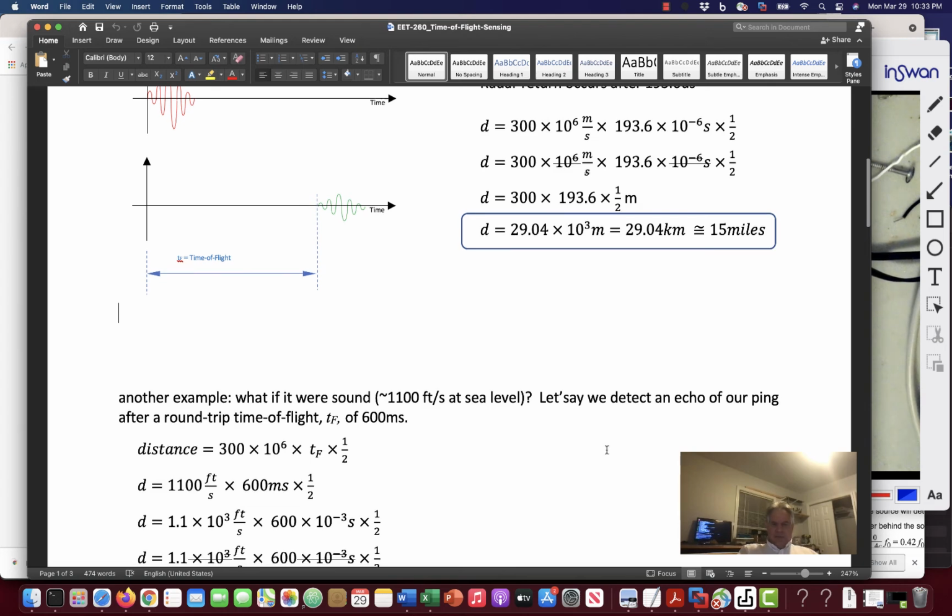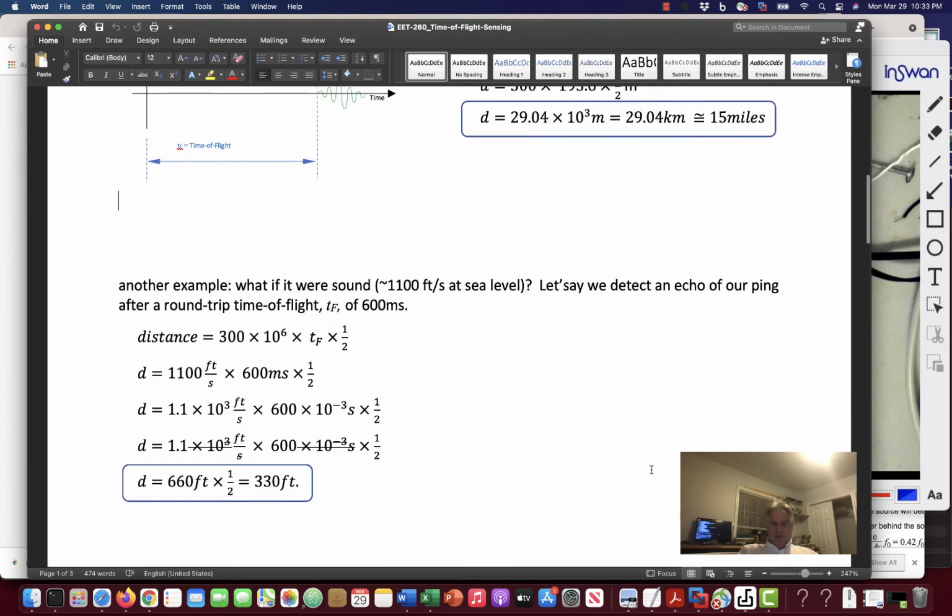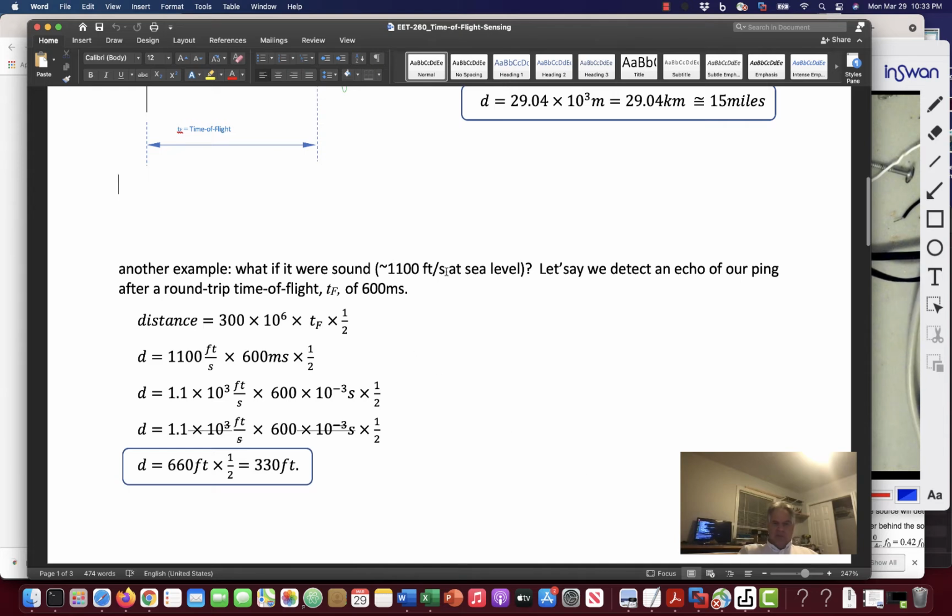Another example uses sound waves, which travel at about 1,100 feet per second at sea level, somewhere around there. I put a question mark in because when you're going through the air with sound, there are a lot of things that affect it. Certainly elevation, humidity, temperature, all that. But let's say we detect an echo of a ping that we sent out after a round trip time of flight, T sub f, of 600 milliseconds.